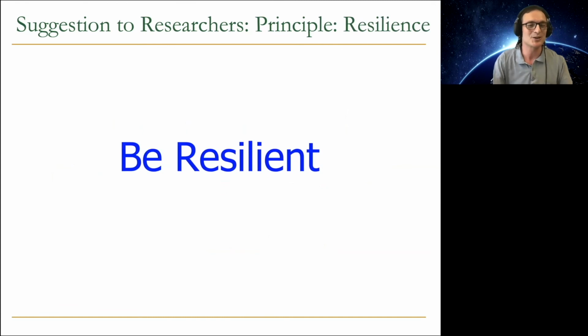And be resilient. So, of course, doing what I just suggested requires a lot of resilience. Well, you have to be resilient to be able to ignore some negativity, let's say, right?